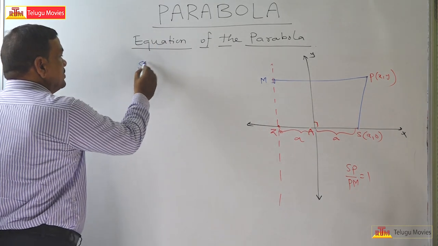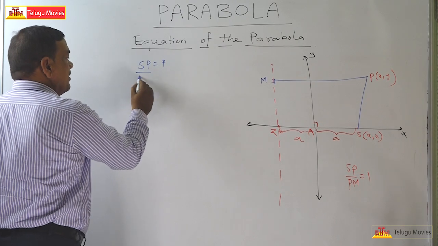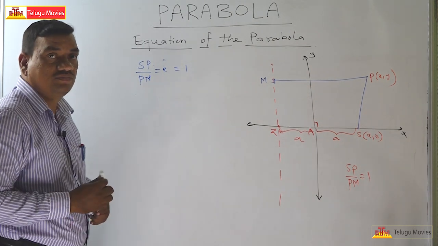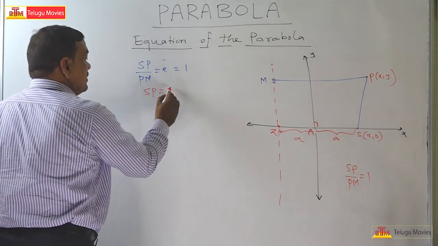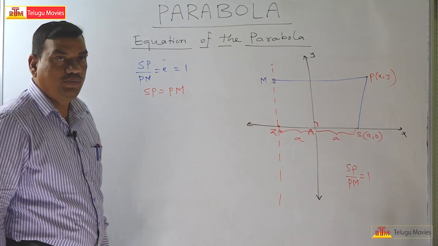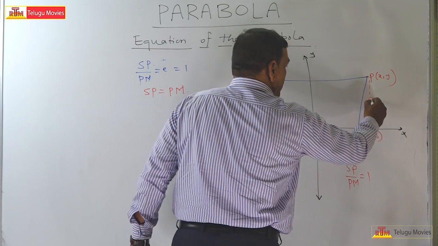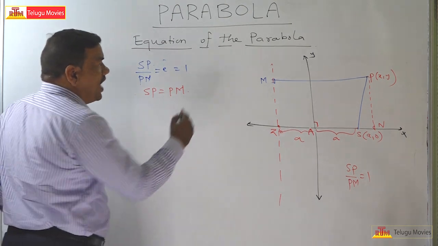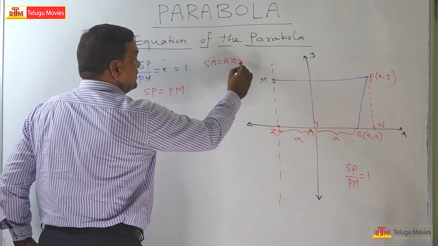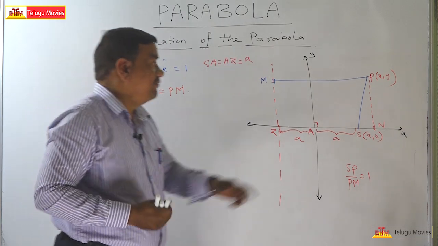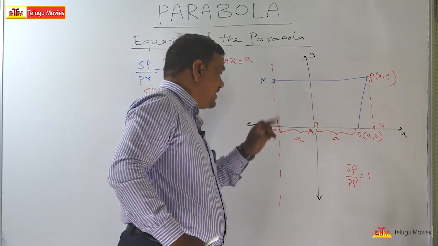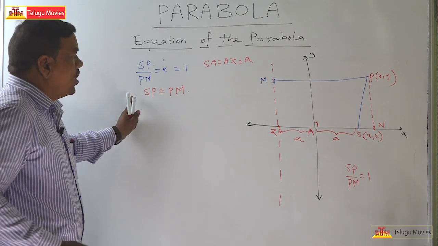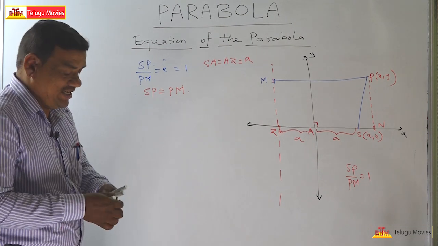So we know that SP by PM is called the eccentricity. The eccentricity is equal to 1, then we have SP is equal to PM. Let us drop the perpendicular here, and call it N. So here we have SA is equal to AZ is equal to a. If P coincides with A, SA by AZ is equal to 1. Here we got SP is equal to PM, since eccentricity is equal to 1.